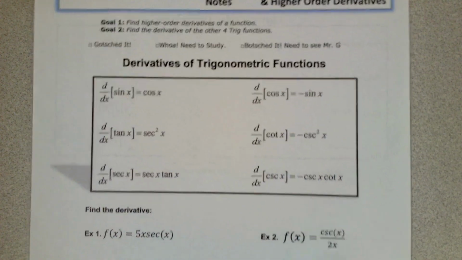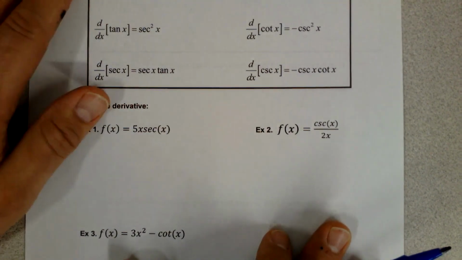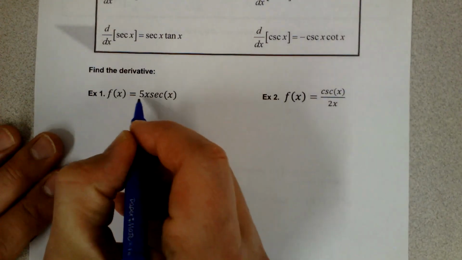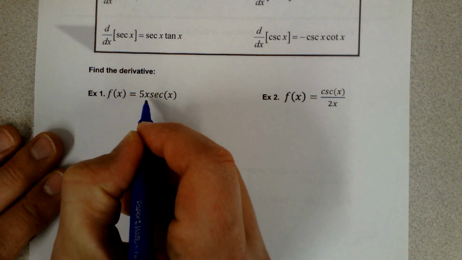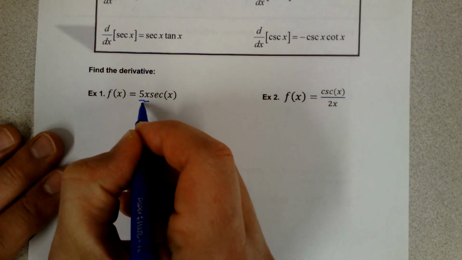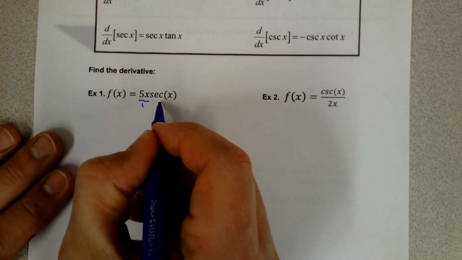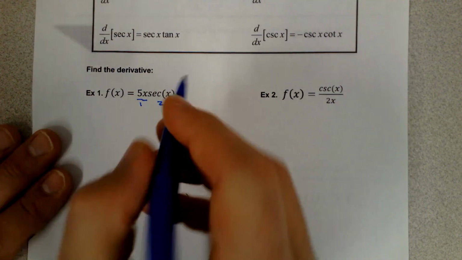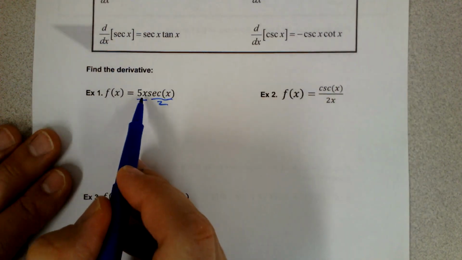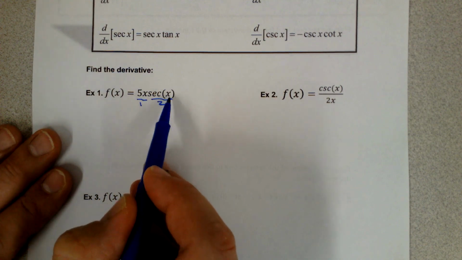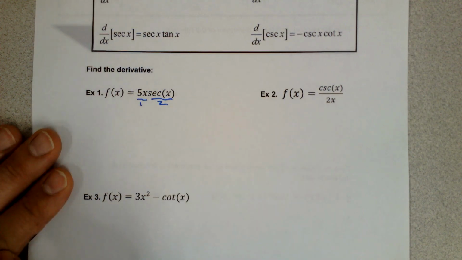Here we go. Example number 1. I've got 5x secant of x. So this reads 5x times the secant of x. I notice I've got an x here, so that means I've got the product rule. I've got two functions. Anytime I have an x value, I've got to look at that as f of x, and this is a g of x.